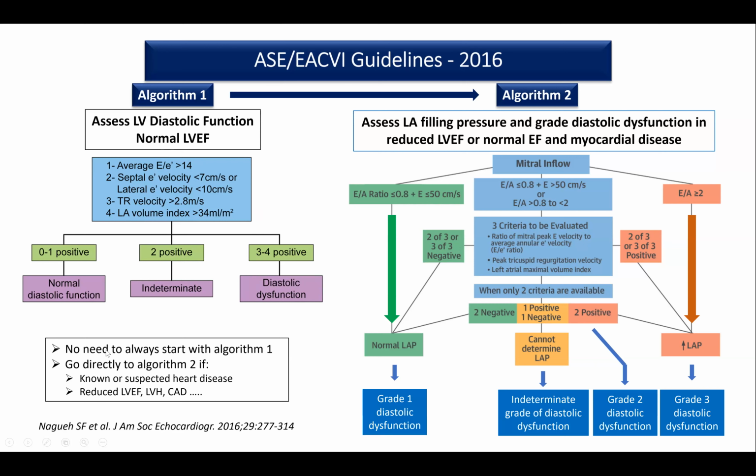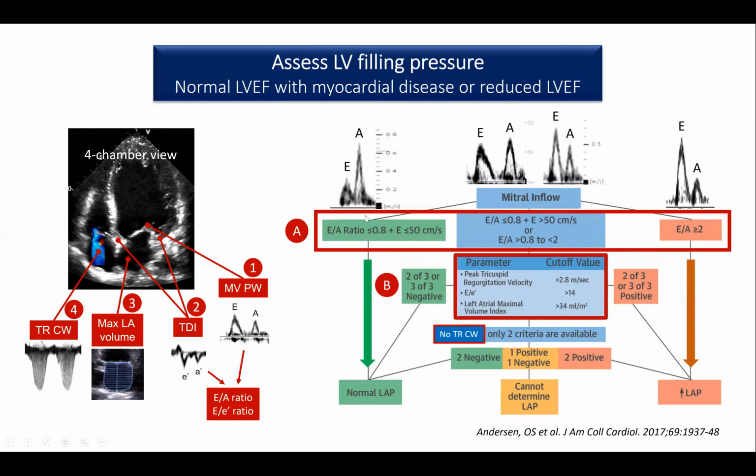Now, as I mentioned earlier, there is no need to always start with this algorithm. This is assessment of diastolic function in normal ejection fraction, and this is a bit confusing. So in patients who have known heart disease or suspected diastolic dysfunction, for example reduced ejection fraction, LVH, coronary artery disease, and so on, we start directly with algorithm 2. And I'm gonna take you to algorithm 2 here.